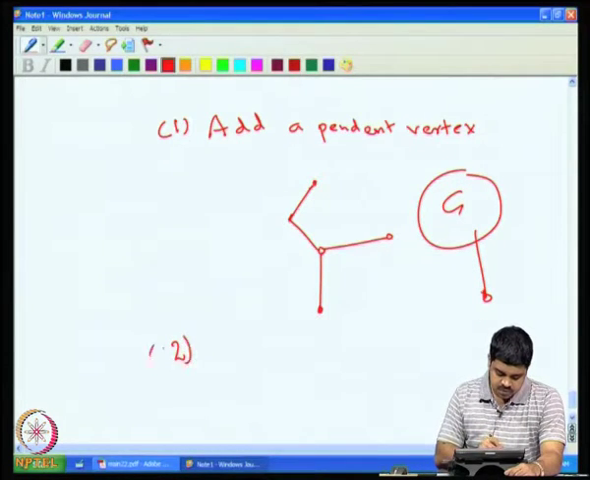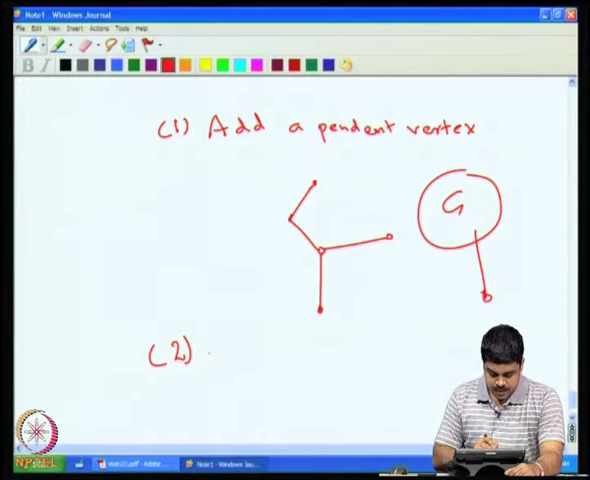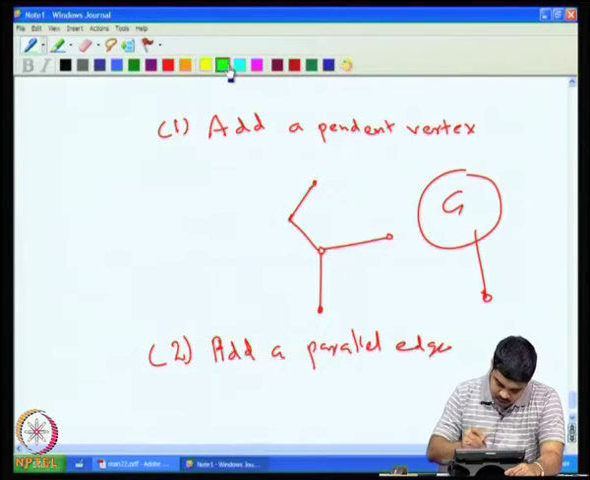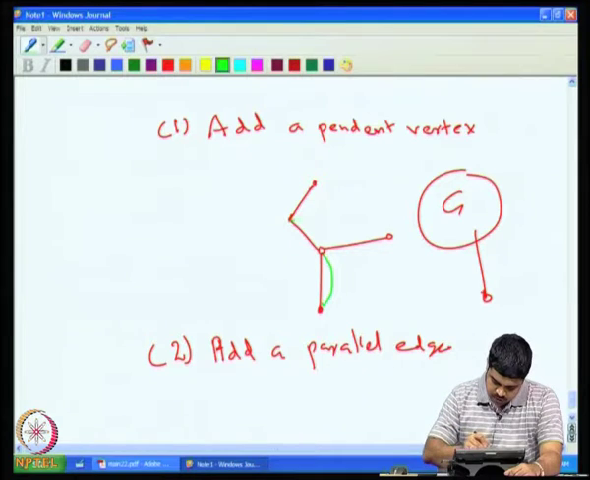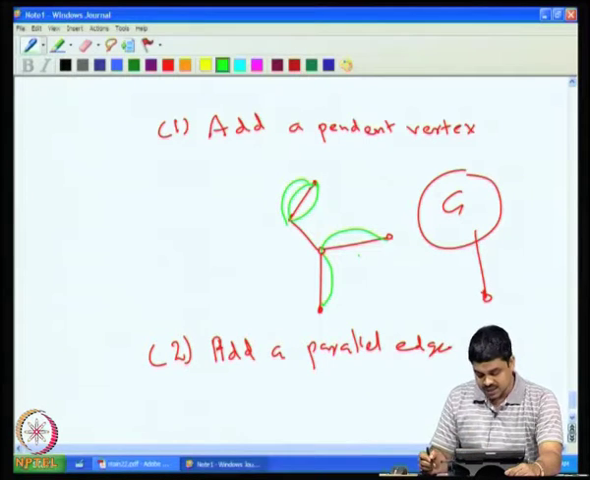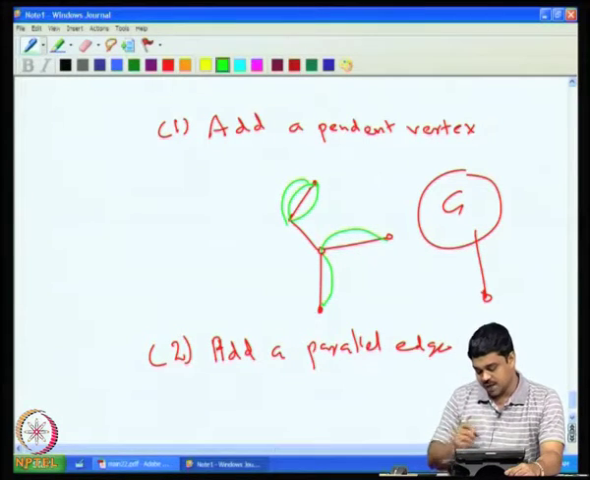Then 2 is that you can suppose there is an edge here, so you can add a parallel edge, which means you can add an edge like this or like this, or as many as you want, right. These are the parallel edges. So, if there is an already existing edge, you can add an edge parallel to it.